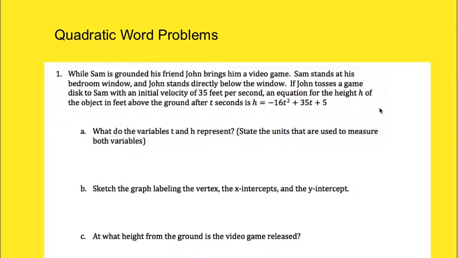Alright, so we're going to do a quadratic word problem. Pause the video and read the question. Okay, now we're going to start this problem like we do every other problem with the sketch here.